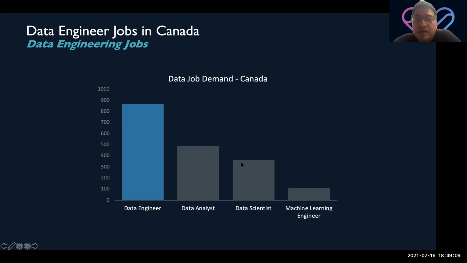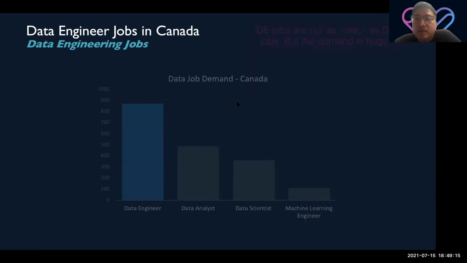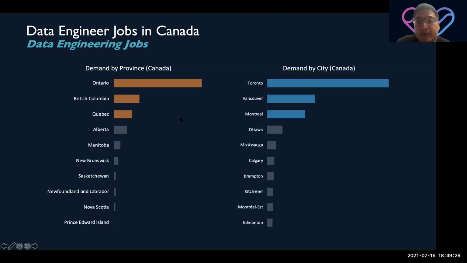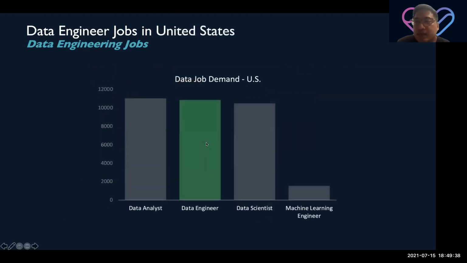But overall, I think data engineering, data analytics, and data science all have a lot of demand for sure, and it's only going to increase over time. In Canada, Ontario, maybe Toronto or the Waterloo region, hire a lot of data engineers, followed by BC and Quebec. So the major cities are Toronto, Vancouver, and Montreal, which makes sense because they're more densely populated. There are more jobs.